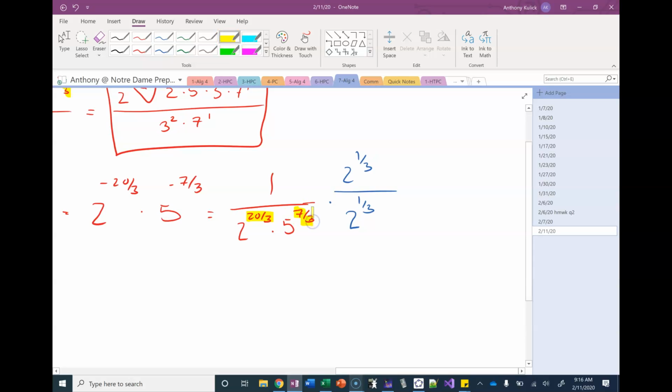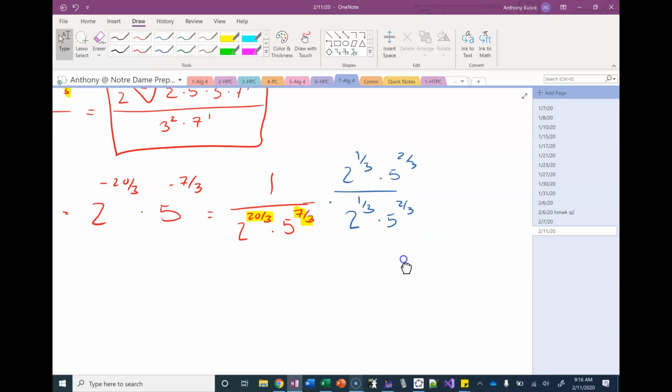Then if we look at 7/3, the next whole number after 7/3 is 9/3, or 3. So I'm going to multiply the top and bottom by 5 to the 2/3. Tong, are you okay with that?